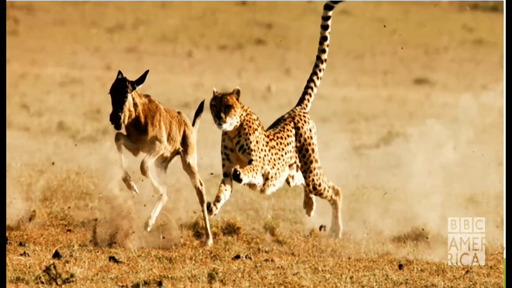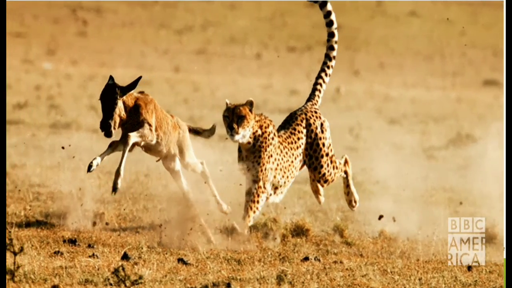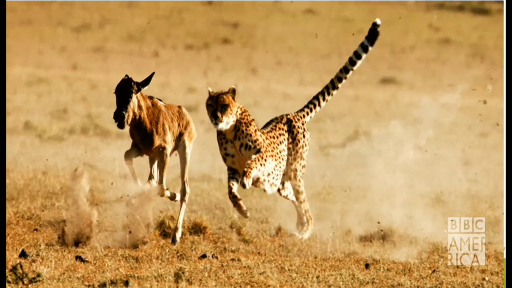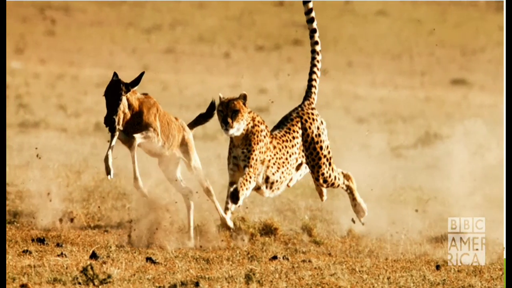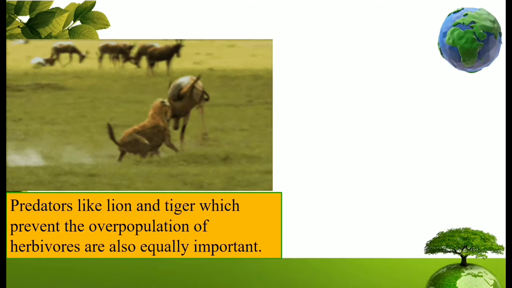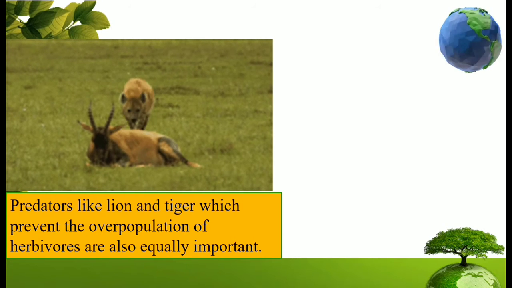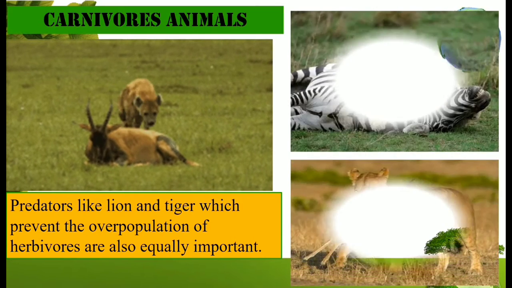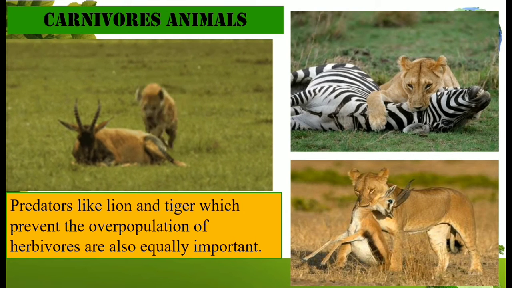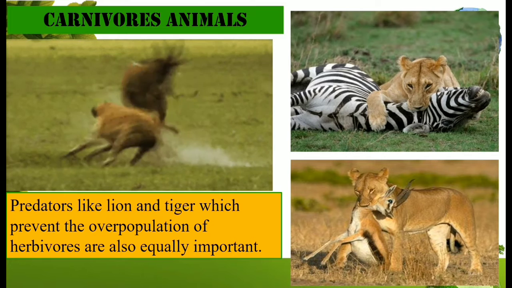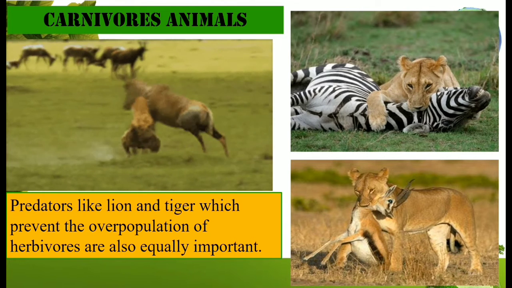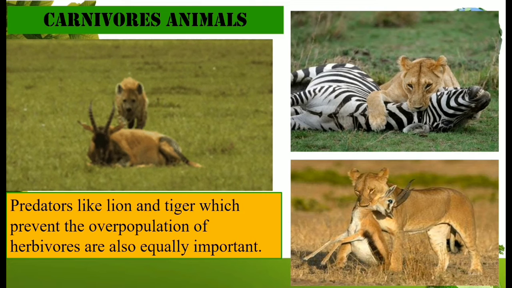So here we have another level of organism, the carnivorous animals, and we all know that carnivorous animals depend upon herbivores for their food. They are also called predators. Predators like lion and tiger, which prevent the overpopulation of herbivores, are also equally important. Now imagine the level of herbivores. If they are increasing, what will happen? If herbivores are too many in our ecosystem, what will happen?